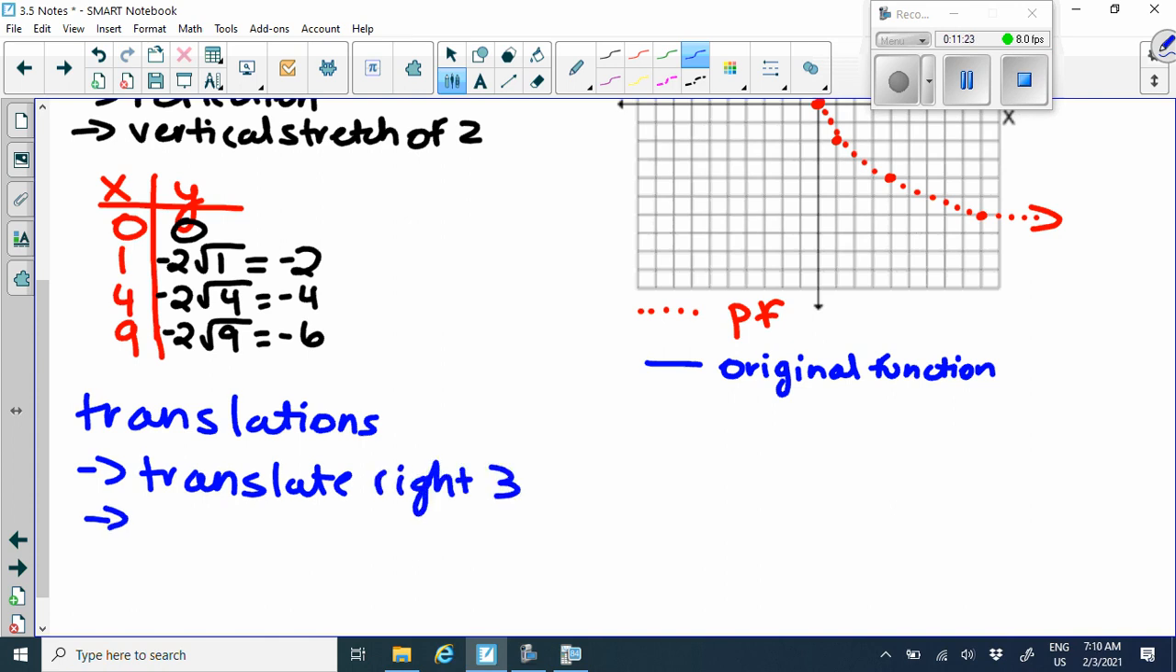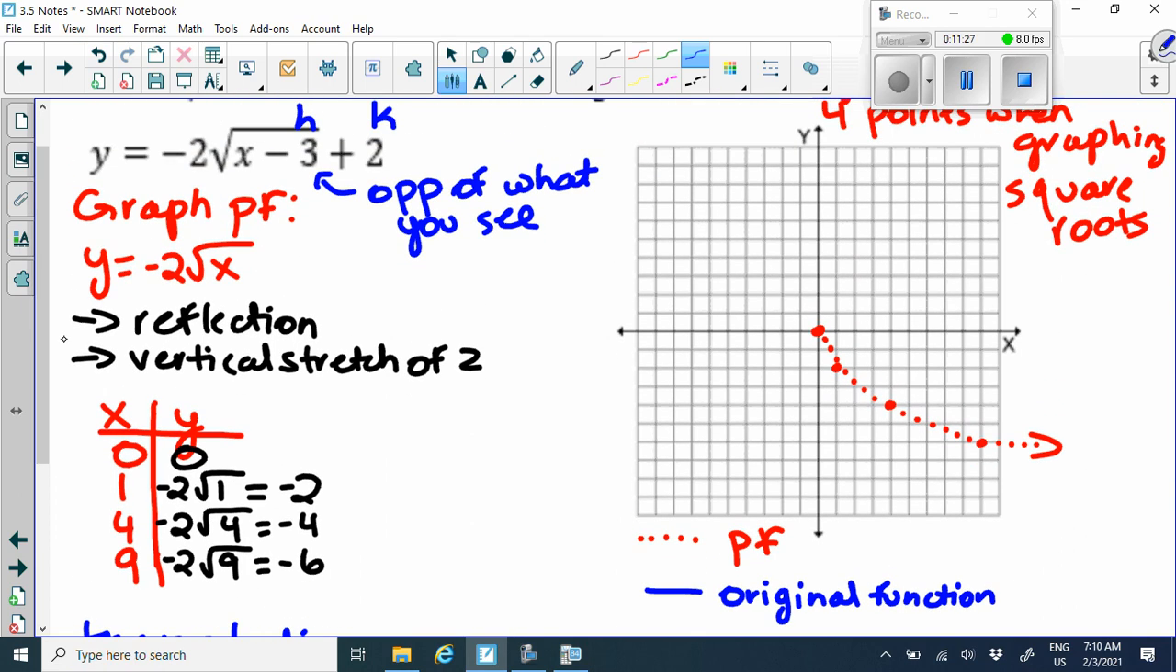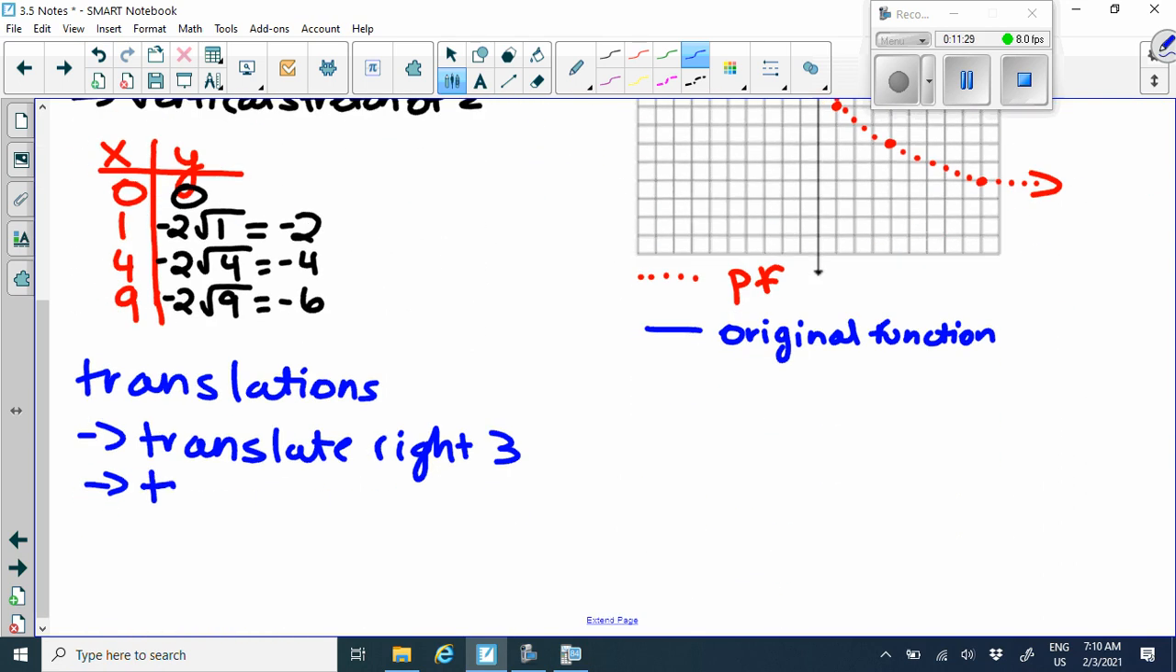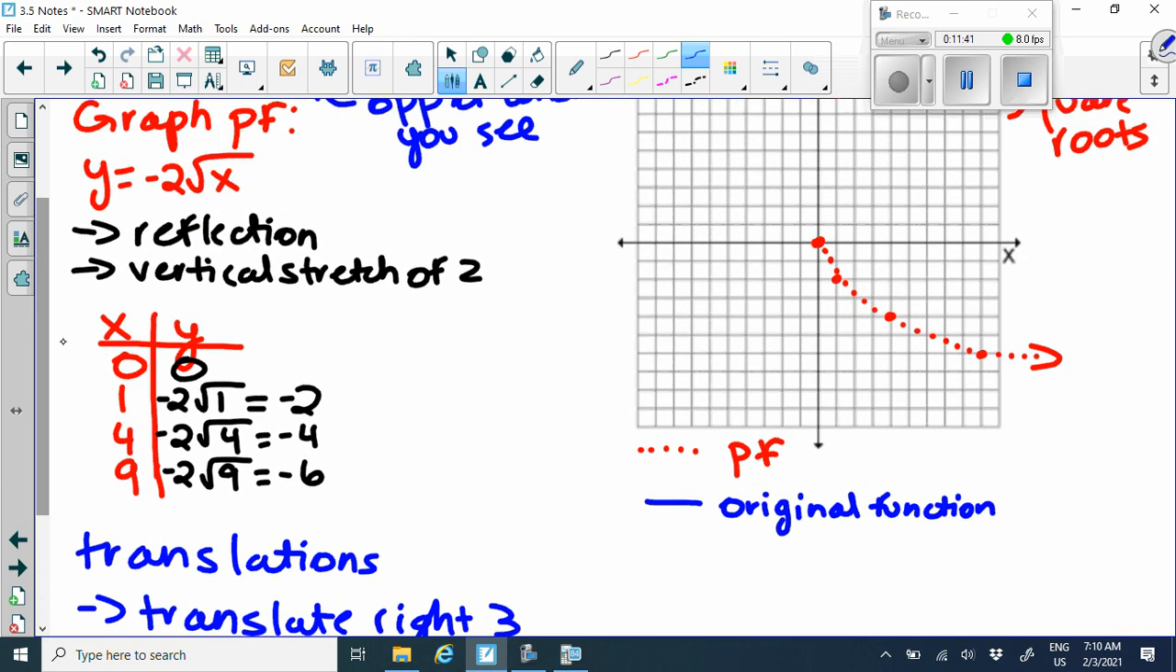And then what happens with our plus 2? That means we're going to translate up 2. So for each point that we plotted, we're going to move to the right 3 and up 2. So I go over 1, 2, 3, up 1, 2. I go over 1, 2, 3, up 1, 2. Over 1, 2, 3, up 2.